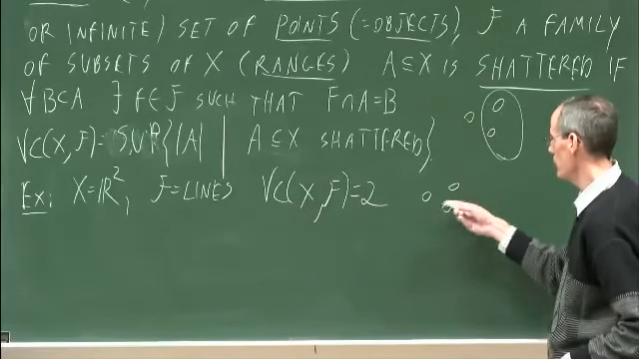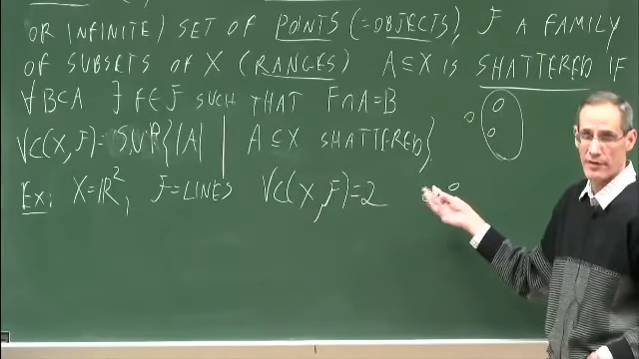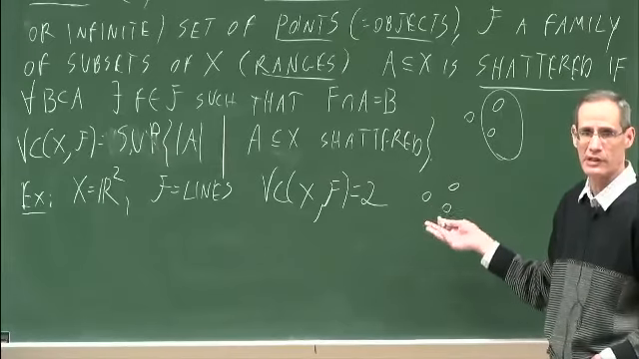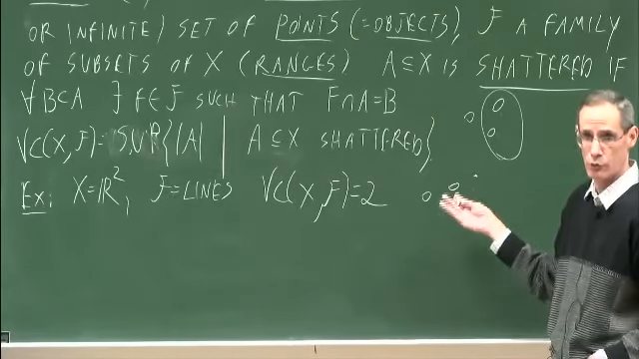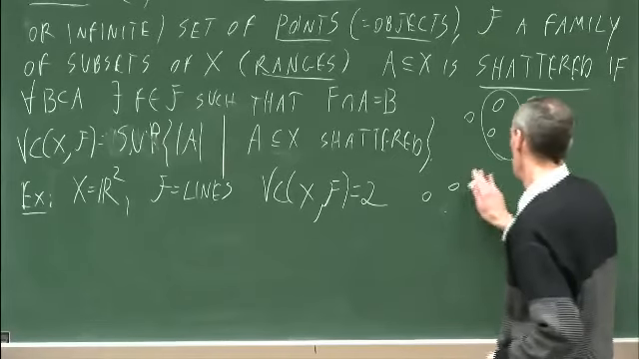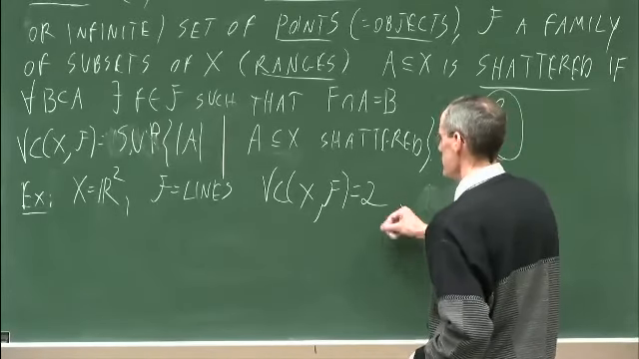And this is the maximum because if you have 3 points, either they are not on a line and then no line contains all 3 of them, or they are on a line and then no line contains 2 of them exactly. So this is very simple.